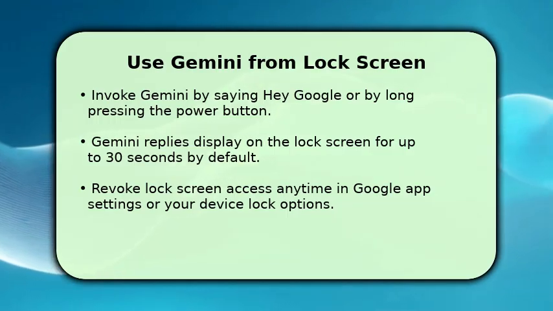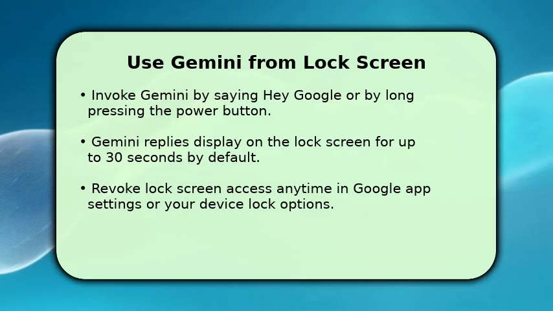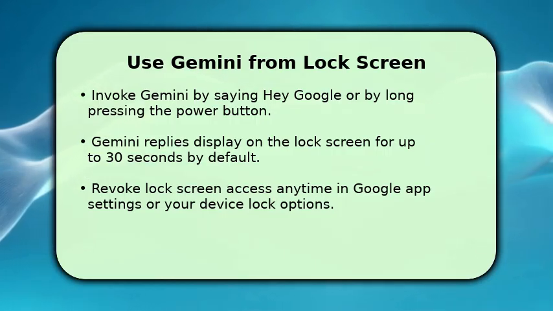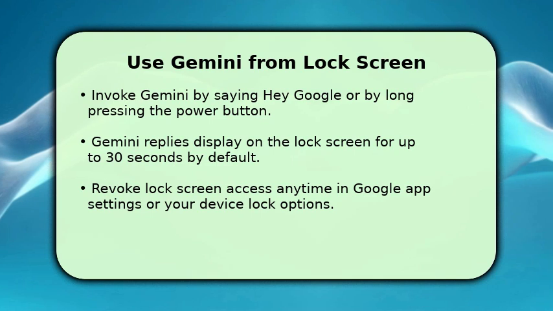Gemini displays responses for up to 30 seconds by default and hides detailed cards behind authentication when necessary. If you need to revoke access, open Google App Settings and turn off lock screen access or change device lock options to remove permissions immediately.